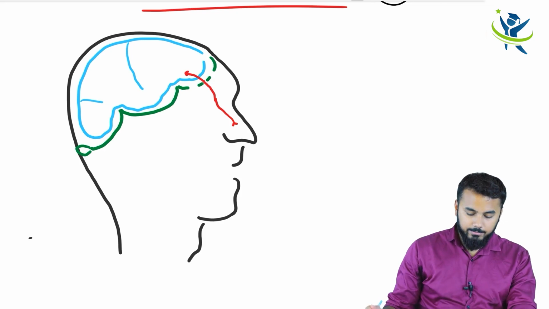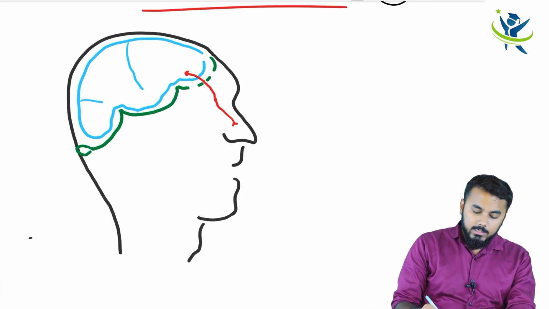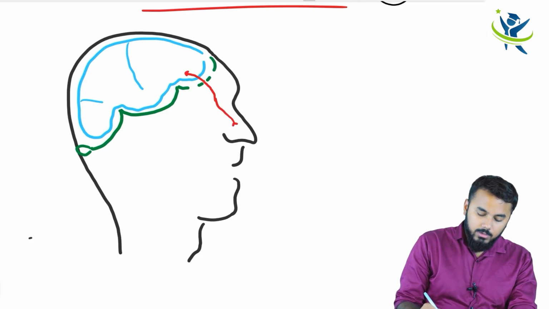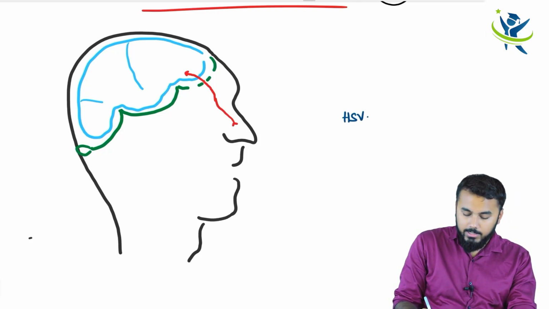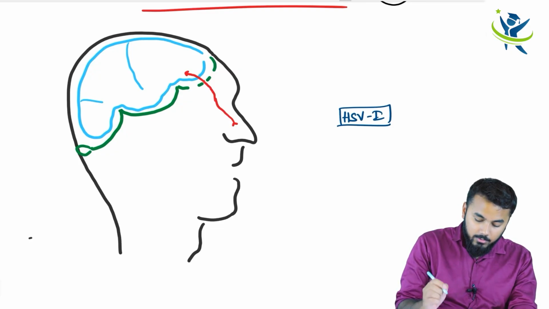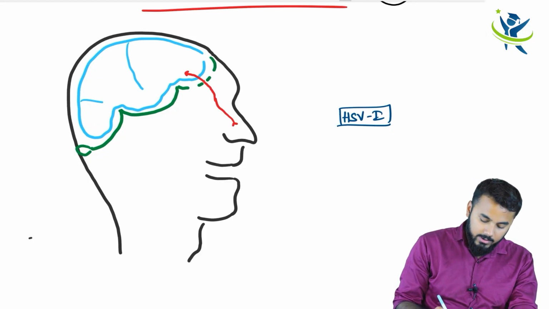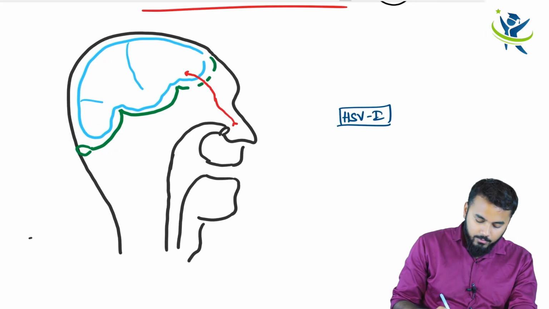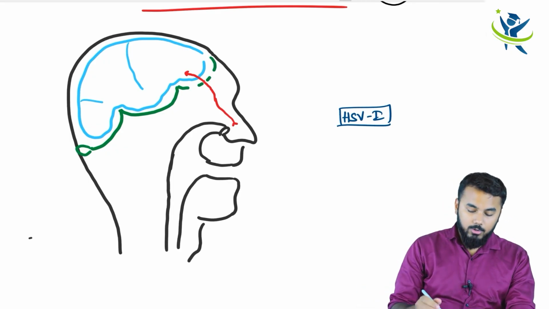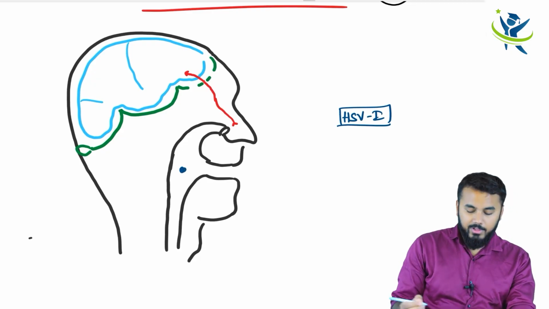Clear? Now look here. Important thing. What is the important thing? The important thing is this HSV virus, herpes simplex virus 1. By the way, I forgot to tell you that we have something called the oropharynx, and we have the nasopharynx. Nasopharynx and oropharynx together join and form the laryngopharynx. So now look here, this herpes simplex virus resides in the oropharynx.